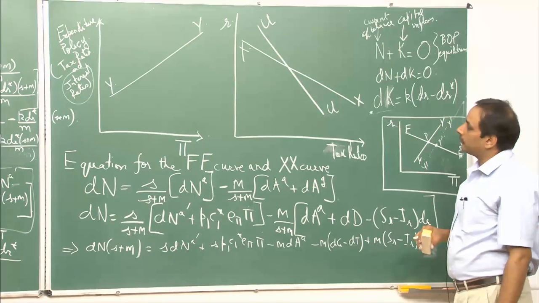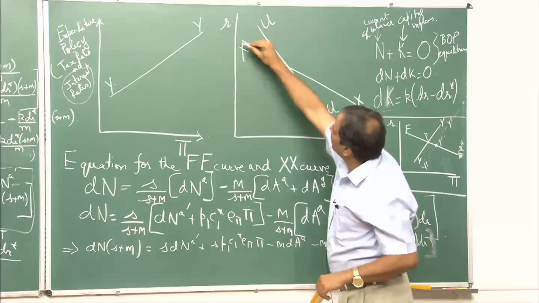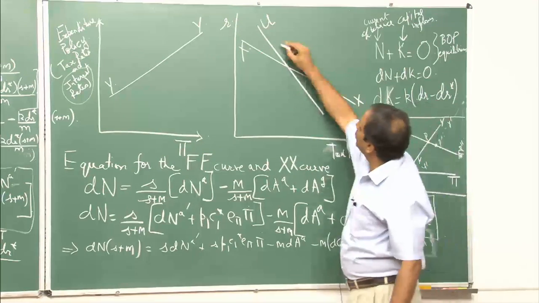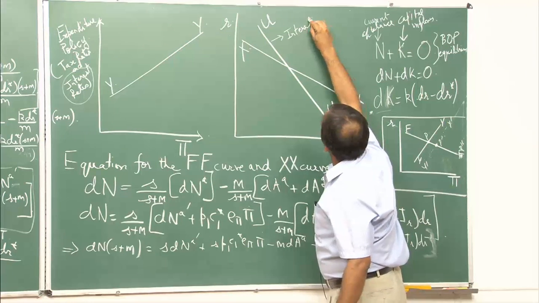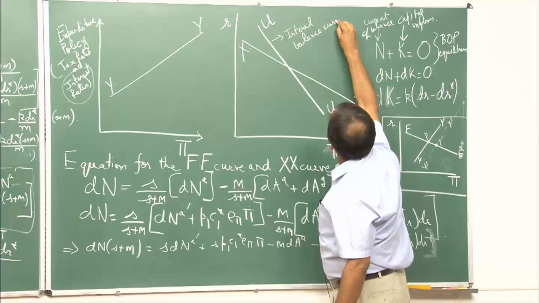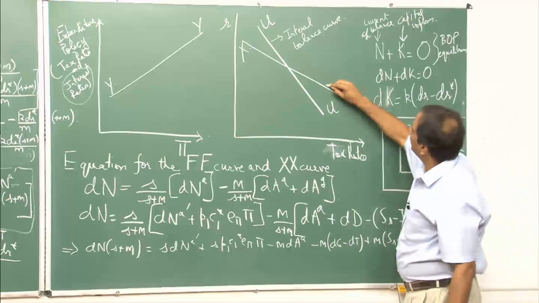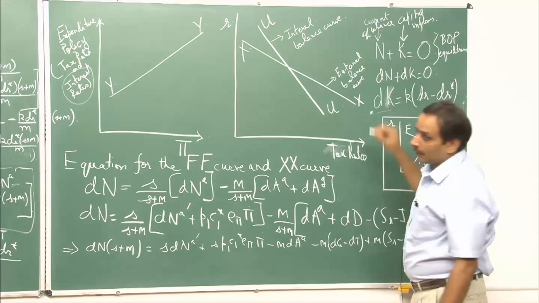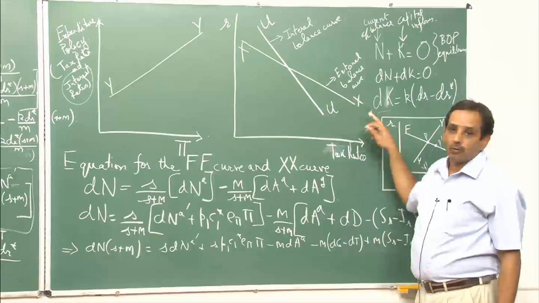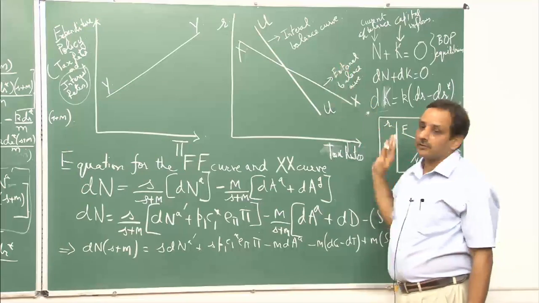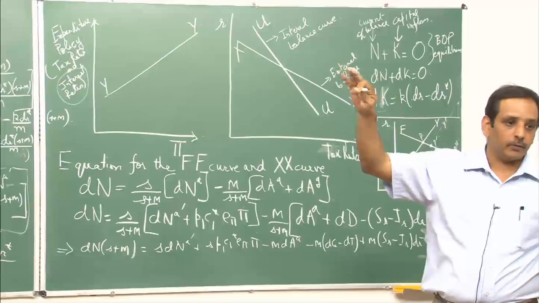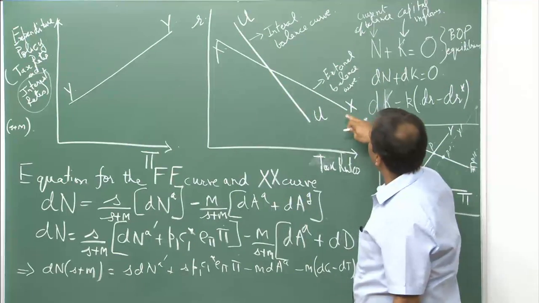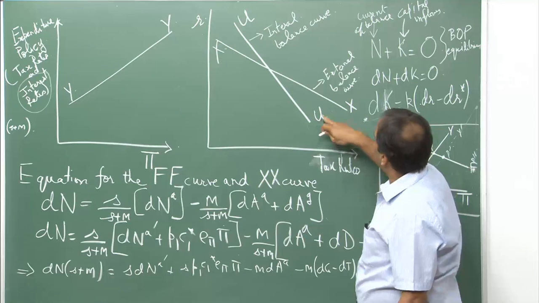Now, again, there are two sets of curves. One is the UU curve and the other is the XX curve. The UU curve shows different combinations of interest rates and tax rates, which will give you internal balance. So, this is the internal balance curve, and you have the XX curve, which is the external balance curve. Please see that both of them are downward sloping. Earlier, our internal balance curve was an upward sloping curve. It was called the YY curve. So, the YY curve has been replaced by the UU curve, which is downward sloping, and you have the XX curve, which has got a lower slope than the UU curve.